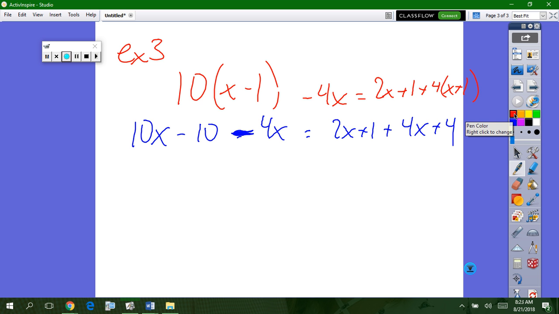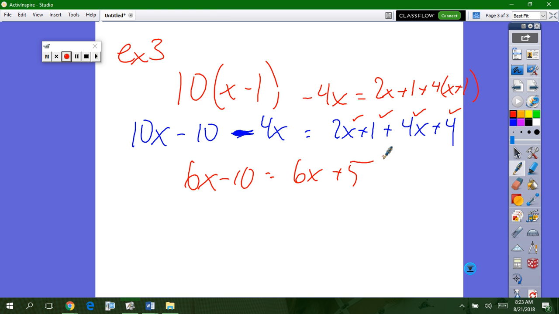Sometimes understanding it's just saying this is how many of those that I have, right? So I have 10 x's minus 4 x's. So how many we got? 6x minus 10 on this side. Notice 2x and 4x gives me 6x on this side. 1 plus 4 gives me 5 on this side. Are we good to there?